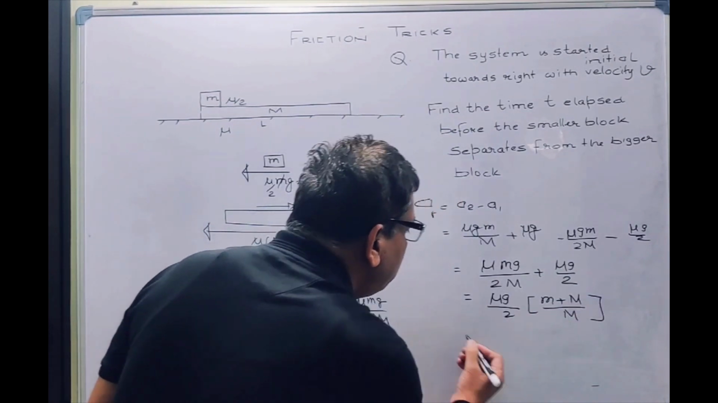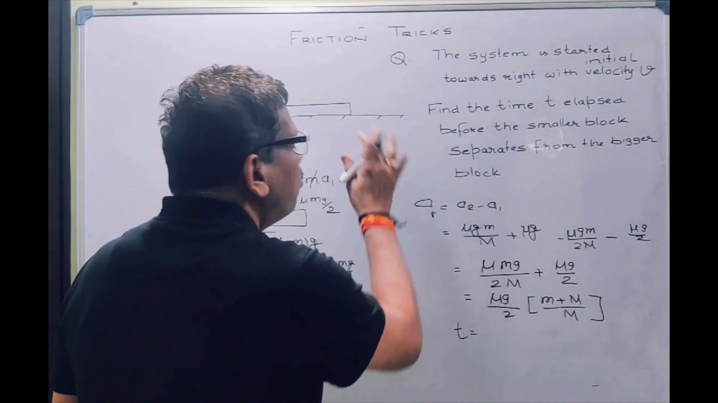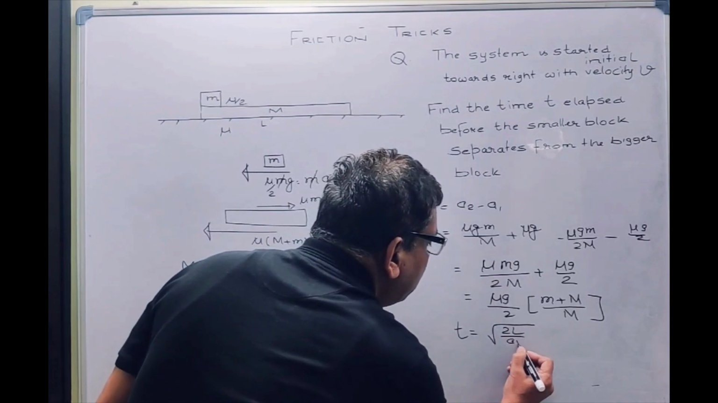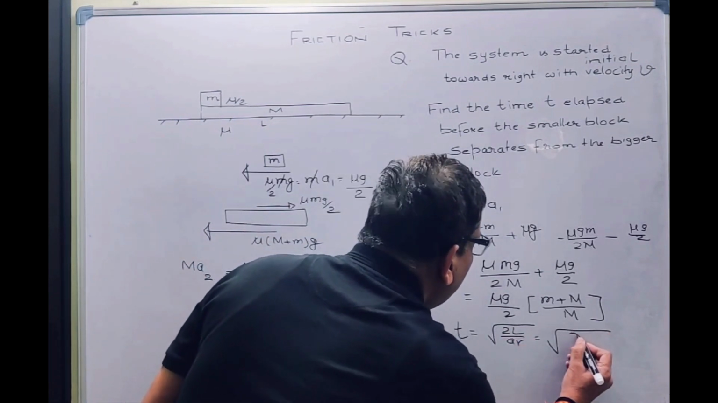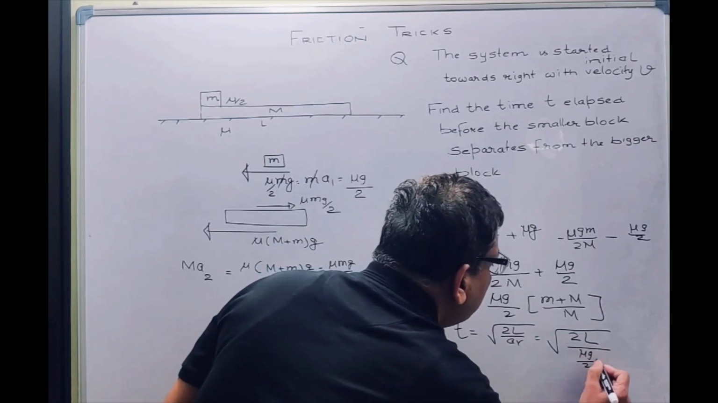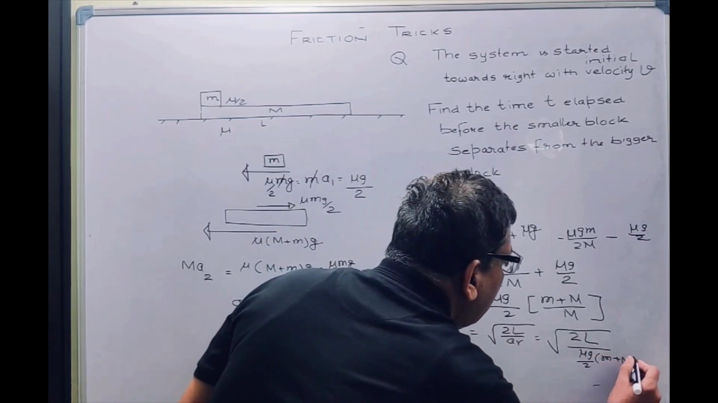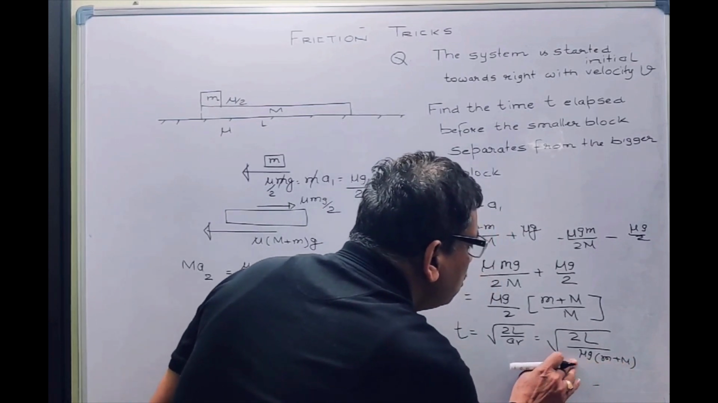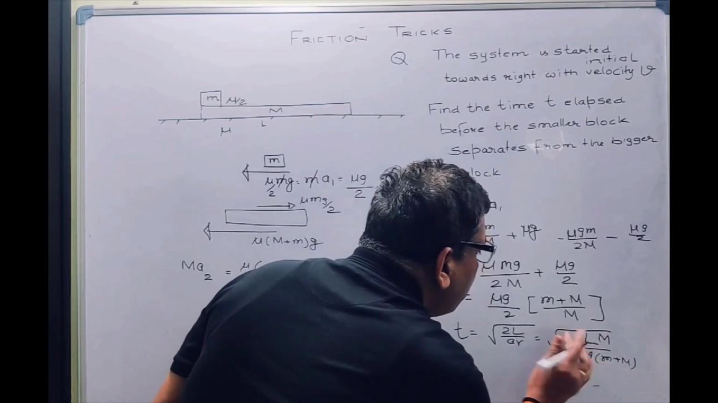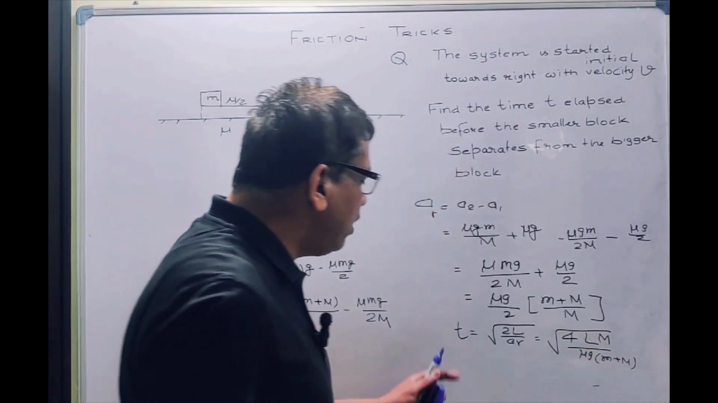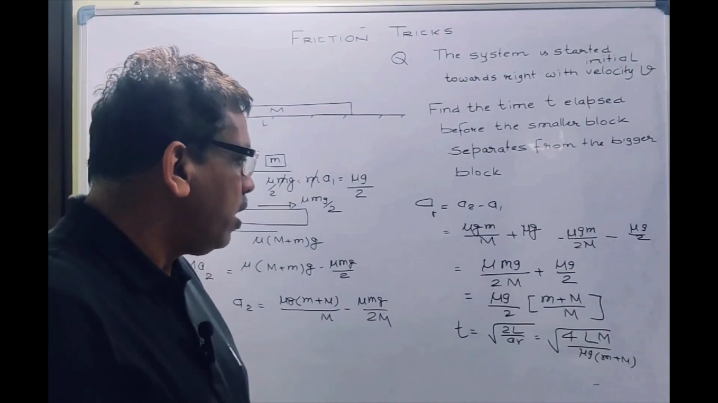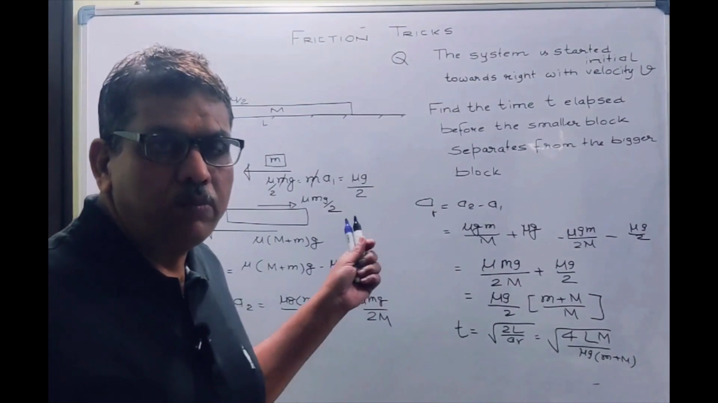Now I can find out the time in which this block will separate from the plank, equal to root of 2l by aR, and that can be written as root under 2l over aR, where aR is mu g by 2 times (M plus m) by M. So I can take this in the numerator. I can write 2l M, and 2 will become 4. So this is the value of the time in which it will separate from the lower plank.